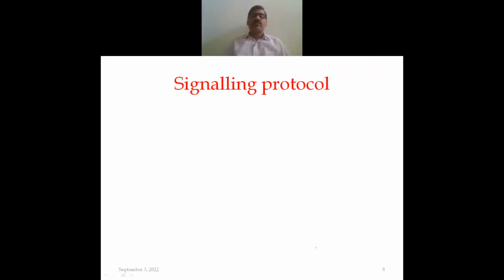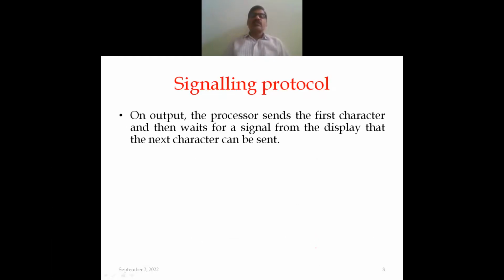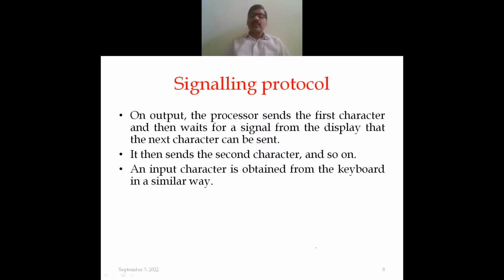For that particular purpose, we make use of what we call a signaling mechanism, for which we use signaling protocols. On output, the processor sends the first character and then waits for a signal from the display that the next character can be sent. It then sends the second character and so on. An input character is obtained from the keyboard in a similar manner.